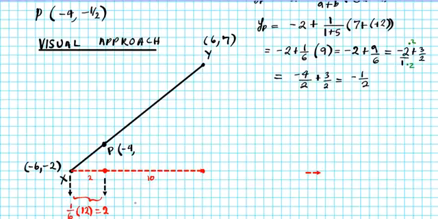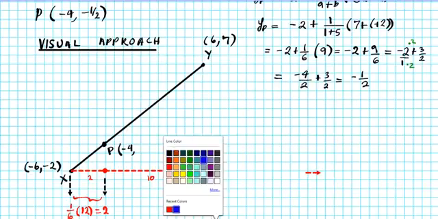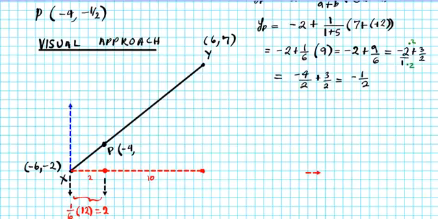Now the same applies to the y direction. Take a look at the rise here. We're going to split it in the ratio 1 to 5, and when we split it in that same ratio, we can use that ratio to determine how long this portion is right here.